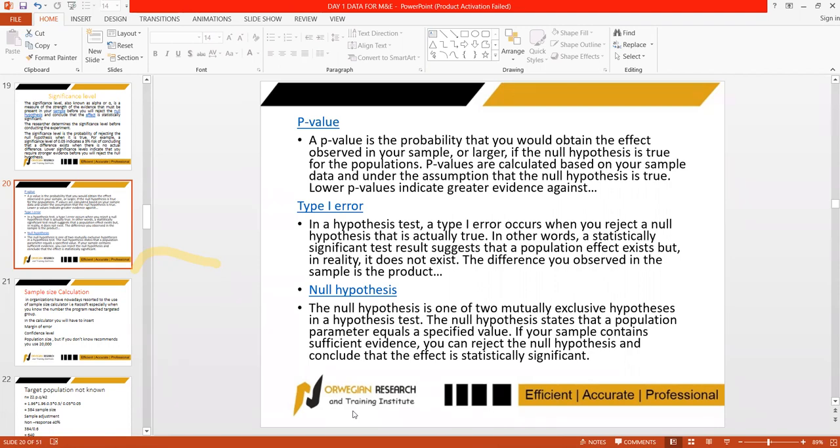I accept the null hypothesis, which is actually wrong, that is a type 2 error. So I'm accepting what is wrong, type two. I'm rejecting what is true, that is a type one error.